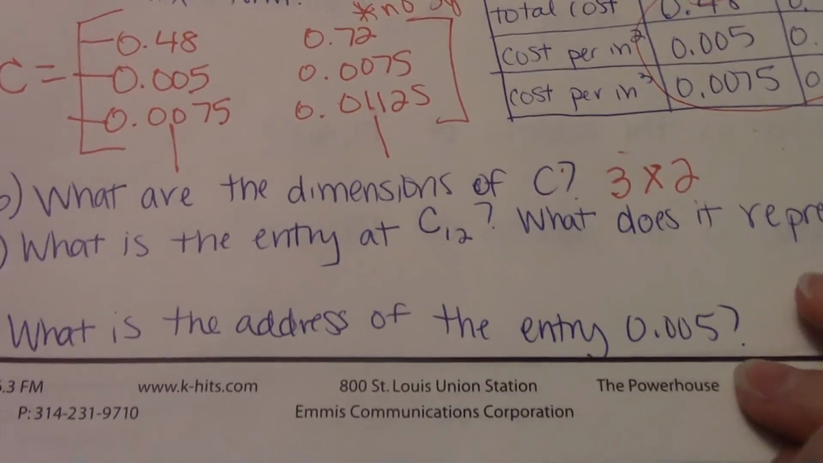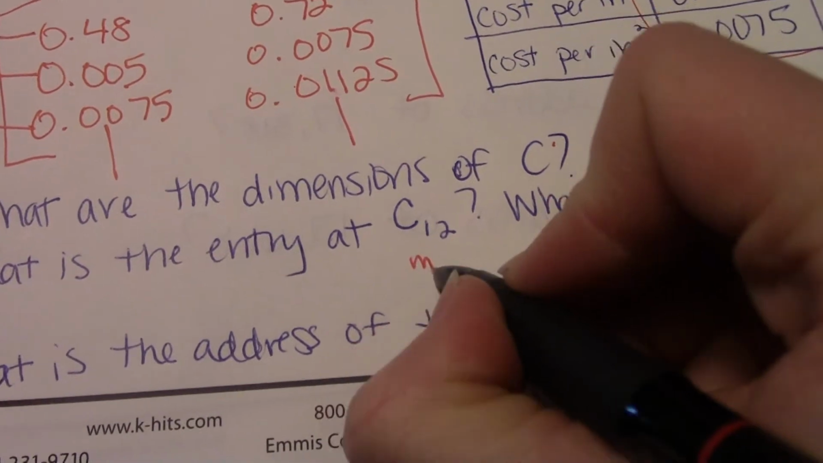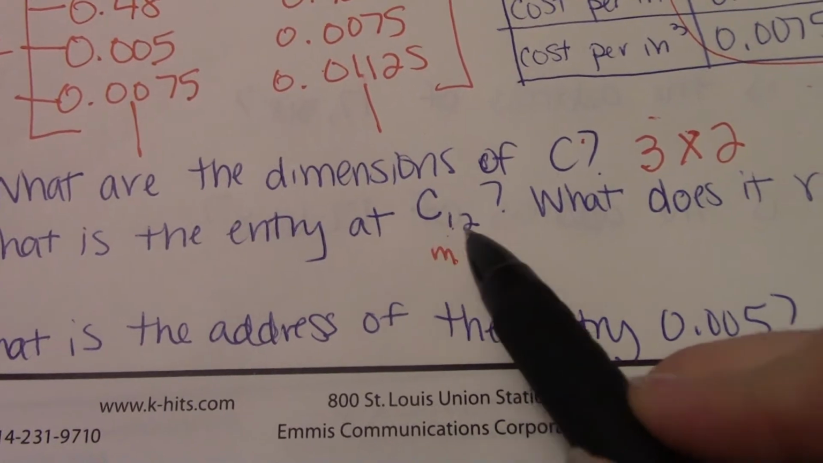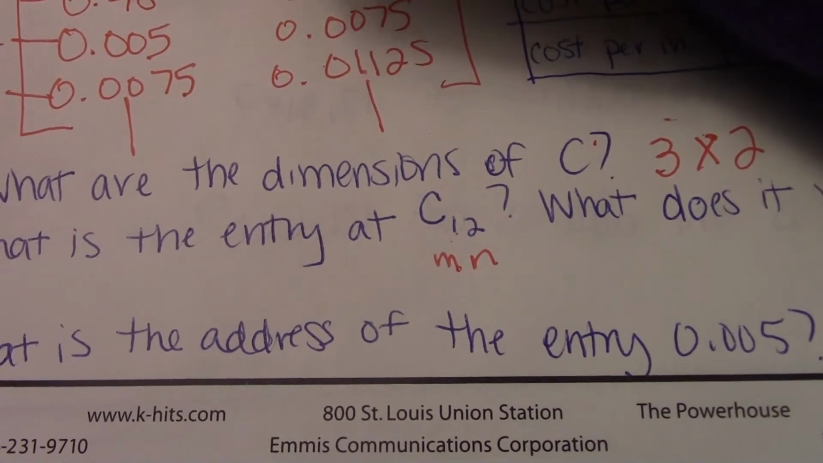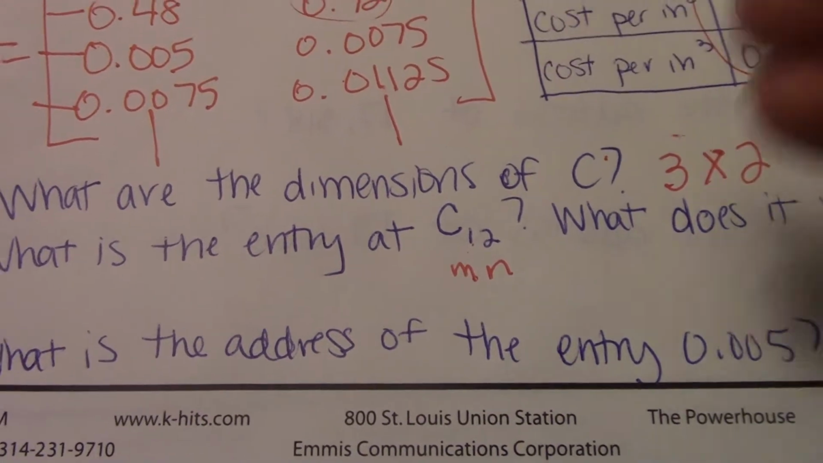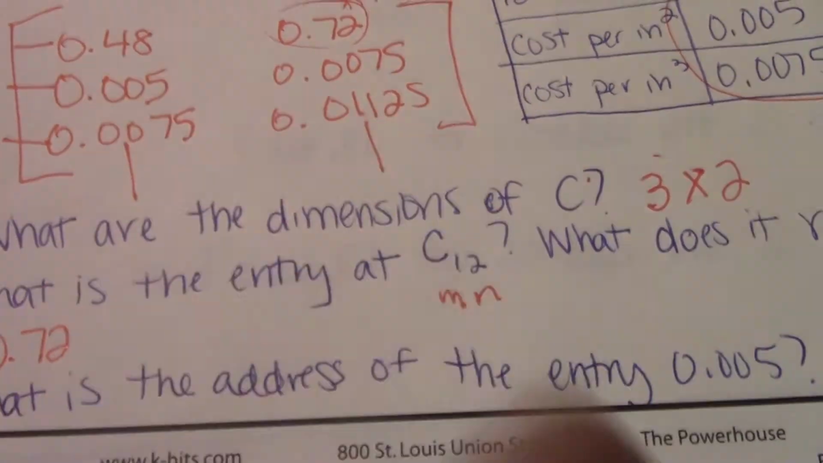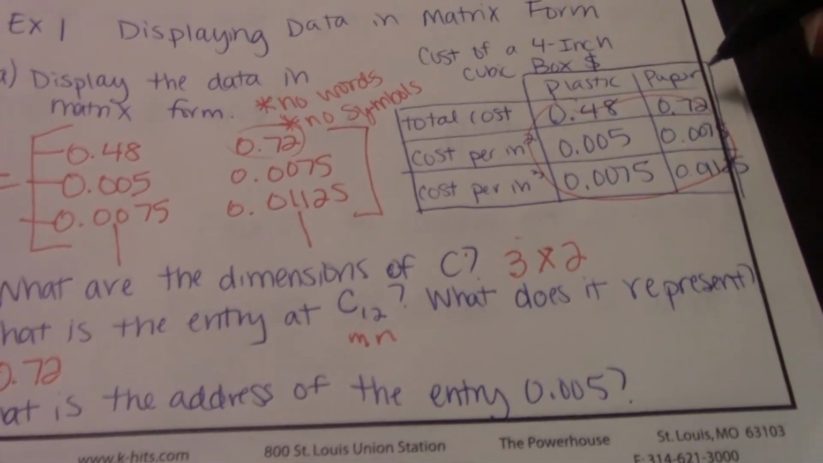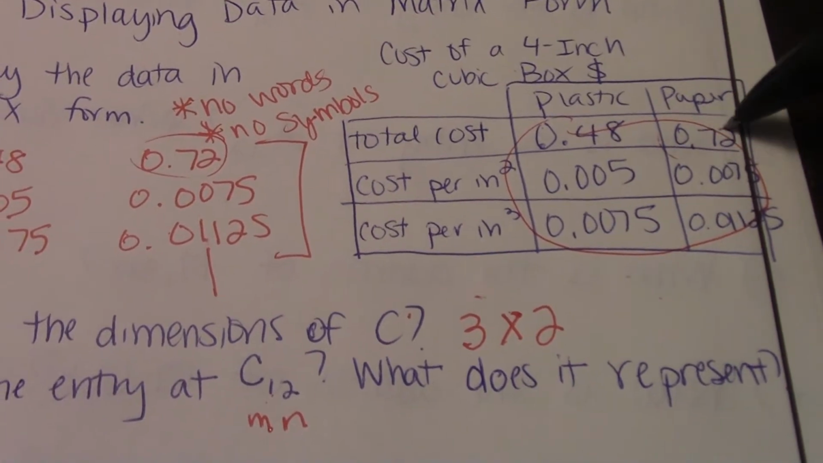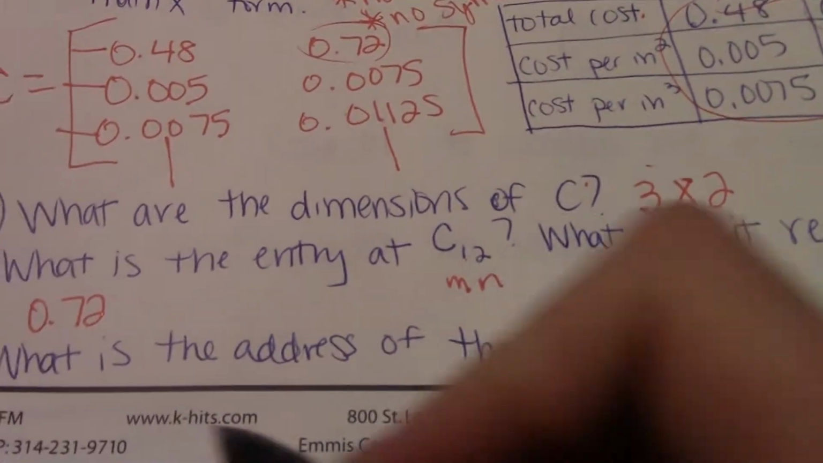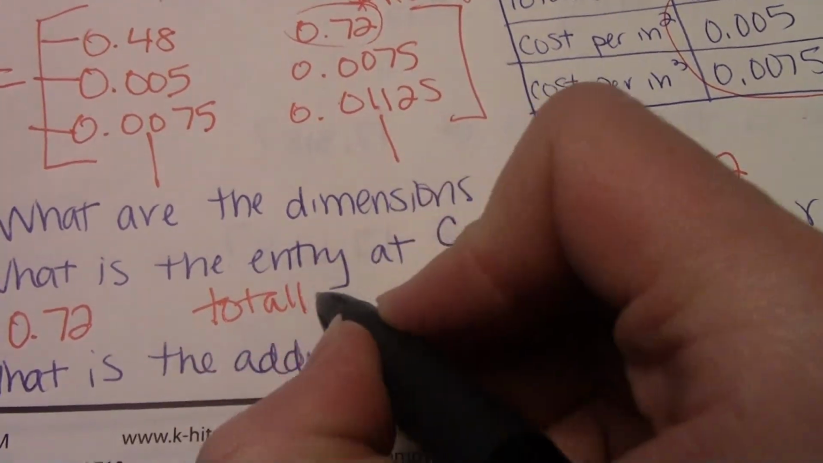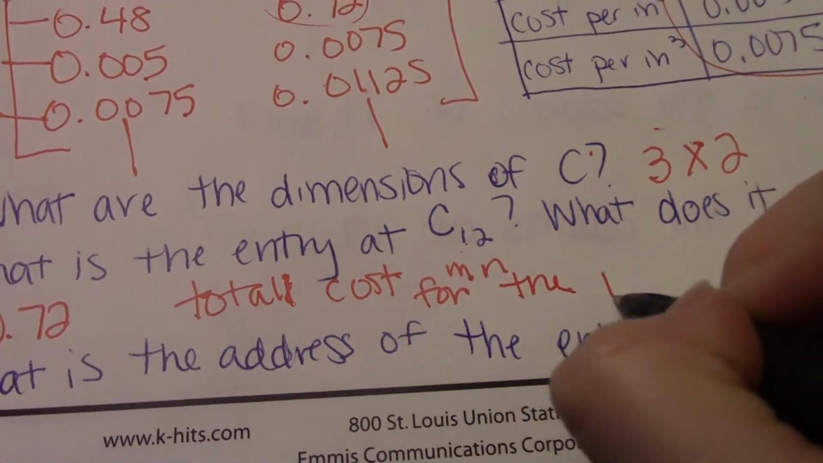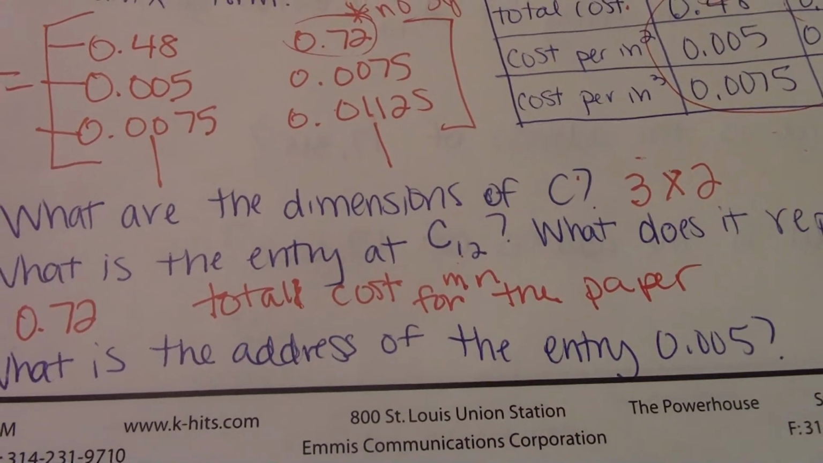Now, when we're talking about an entry here, once again, this is your m, your rows, and this is your n, your columns. So if we want row 1, column 2. Row 1 is right here. Column 2 is this number. So we have 0.72. We want to know, what does it represent? So come back up here. 0.72 was this one right here. That is the total cost for the paper. So that's what I need to write. Total cost for the paper. And that is what it means.